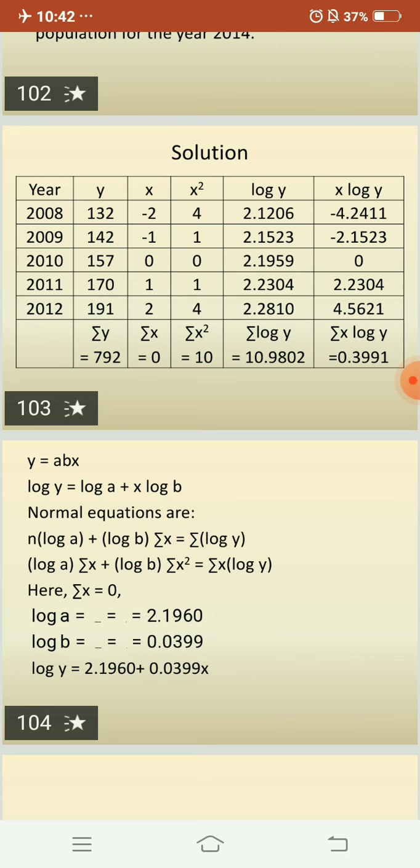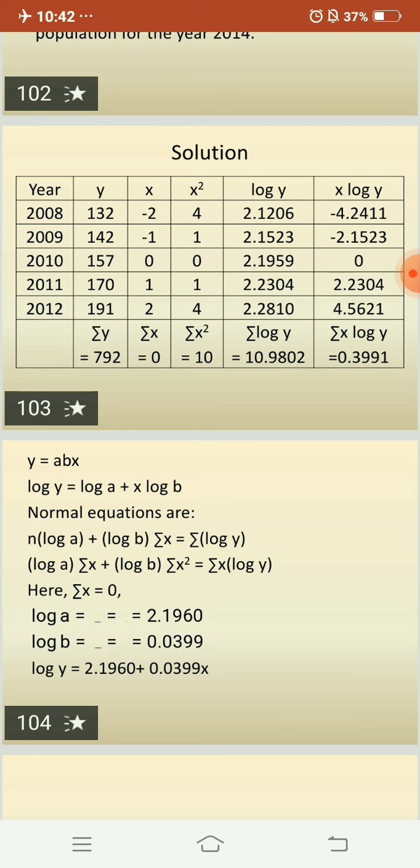Considering the normal equations, multiplying the summation to the first equation, here you get n log a plus log b into summation x equals summation of log y. After multiplying by summation x, here you get log a into summation x plus log b into summation x square equals summation x into log y. In the normal equations, you need to substitute summation x equals 0.